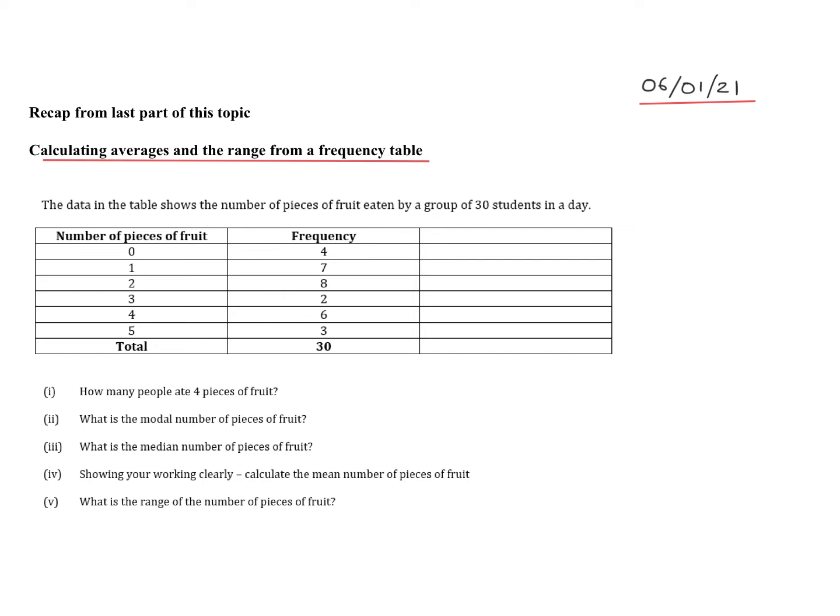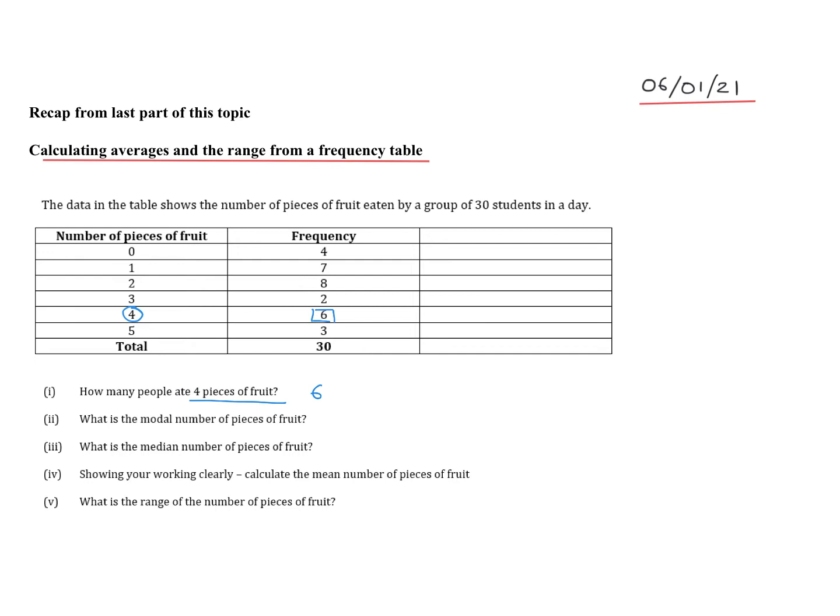Now, the data in the table represents the number of pieces of fruit eaten by a group of 30 students in a day. So we've got some questions to answer underneath it, which we can see here, starting with part 1. How many people ate 4 pieces of fruit? So we're looking for where the number of pieces of fruit is equal to 4, which is here, and the frequency for that is 6. So that tells us that 6 people ate 4 pieces of fruit.